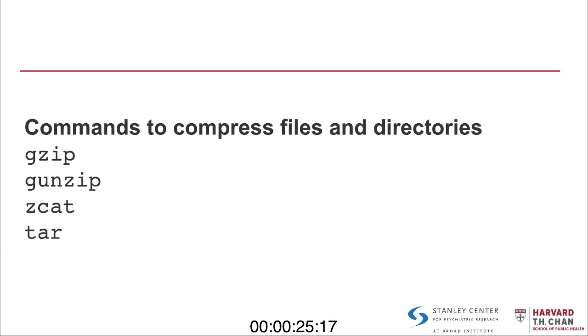First, the gzip command to compress a file, then the gunzip command to uncompress a file, then the zcat command to read the content of a compressed file, and finally the tar command to compress and uncompress directories.